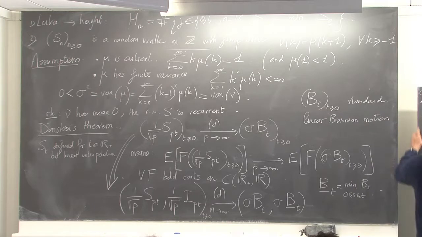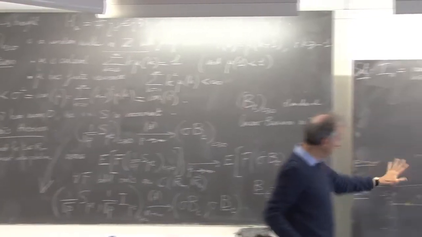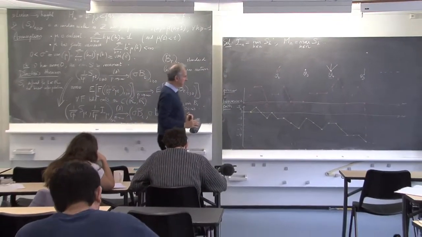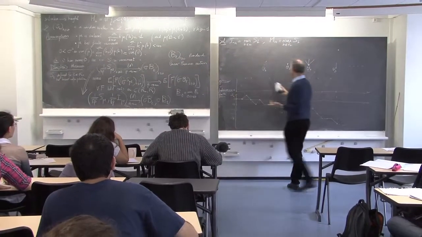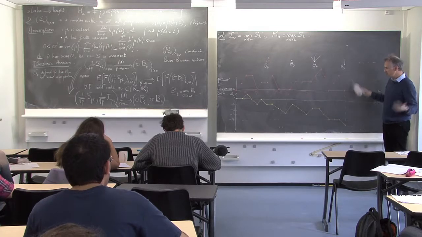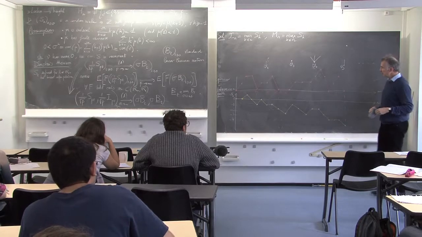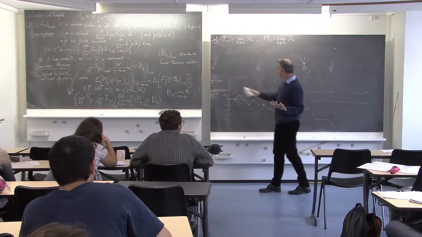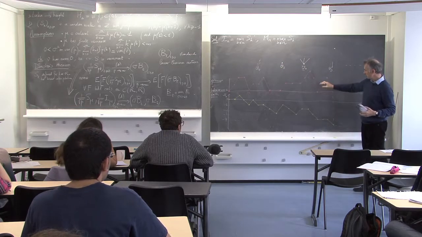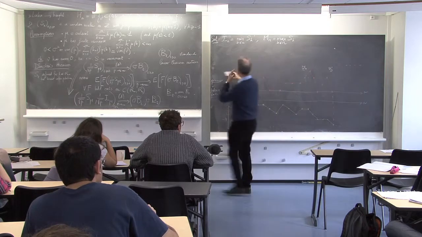So maybe I can now state the result. The result will say that the height process, if you rescale it properly, will also have a certain scaling limit. And you see the scaling limit, of course, of this red curve cannot be Brownian motion because it stays non-negative. Brownian motion does not stay positive. But it's going to be a process very simply related to Brownian motion. This red curve is going to converge after rescaling simply to the absolute value of a Brownian motion. So maybe I can state the theorem.